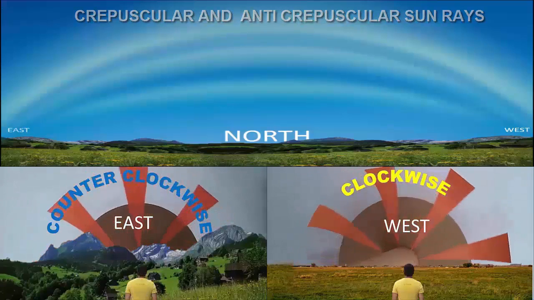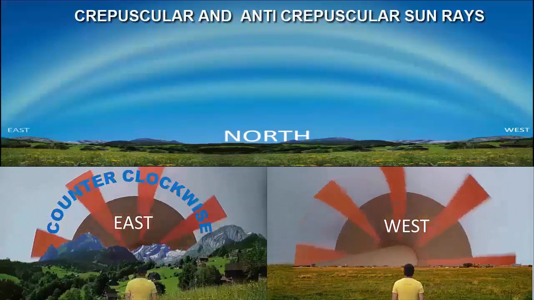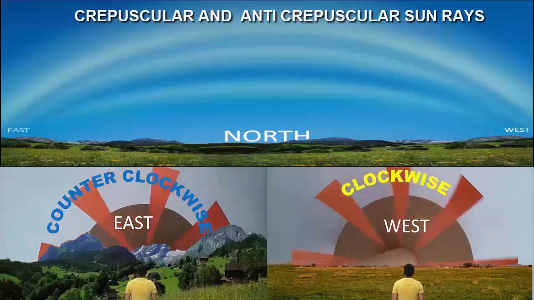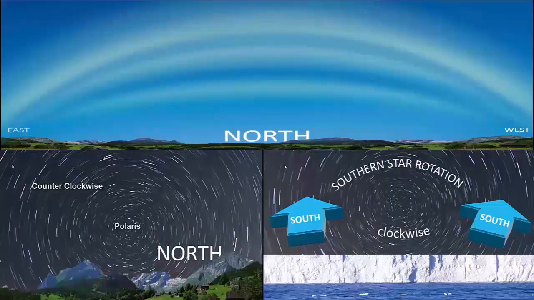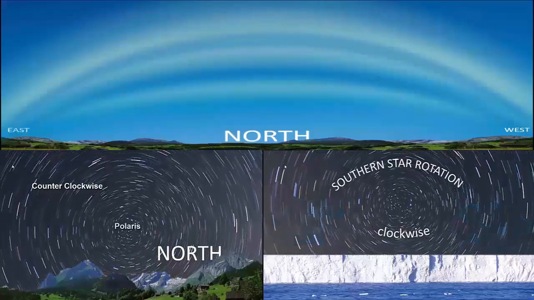And just like in my example that I've done so far of the rotating crepuscular and anti-crepuscular rays, the stars also have a rotation and a counter-rotation. They rotate counterclockwise in the north and visually clockwise in the south.